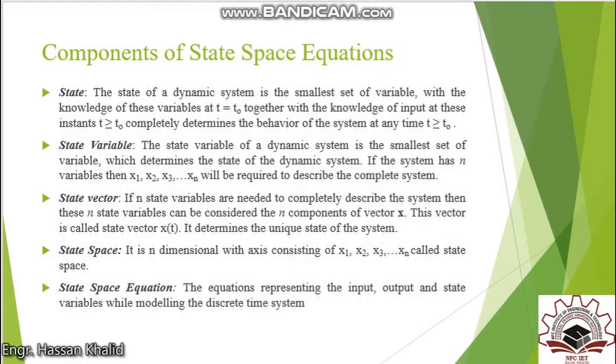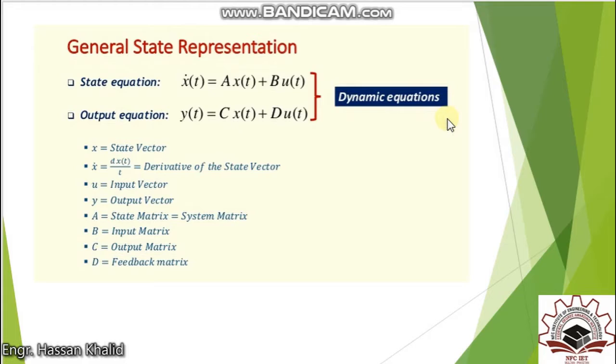Now the state space equation. The equations representing the input, output and the state variables together are called the state space equations. Now let us represent the general state representation. The first is known as the state equation, where we have the first order differential equation x dot of t equal to A x of t plus B u of t, and the output equation is termed y of t equal to C x of t plus D u of t.